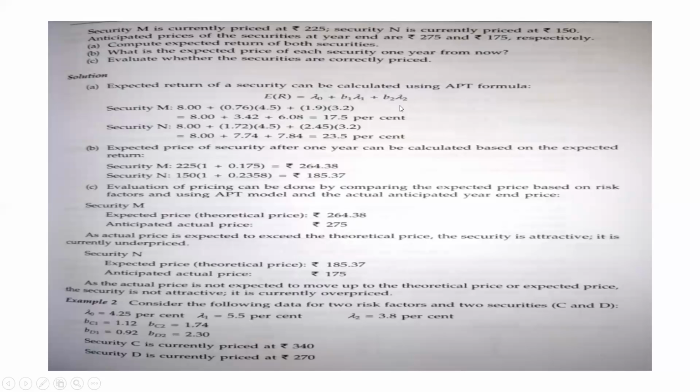Now, in case of security N, the expected price as we calculated using the arbitrage pricing model is 185. The anticipated price is 175 as given in the question. When we compare, we know the security is currently overpriced. Its price is going to go down in the future. So we have to sell that security at the high price immediately. So this is one of the examples of the arbitrage pricing theory formula.